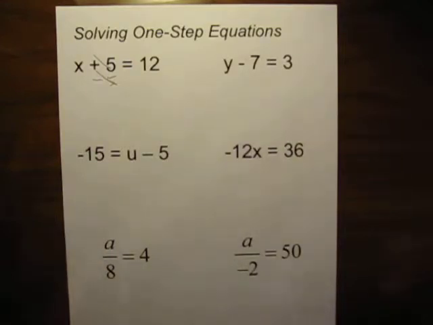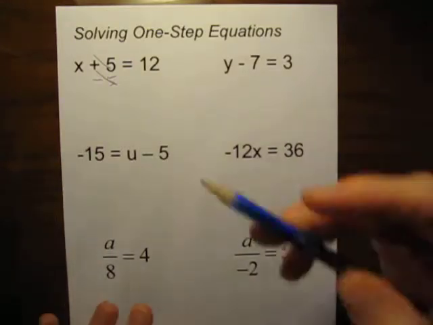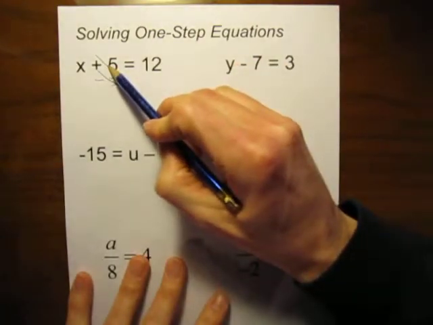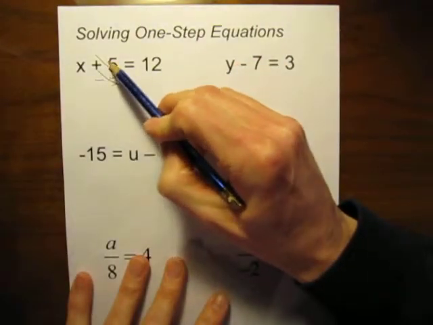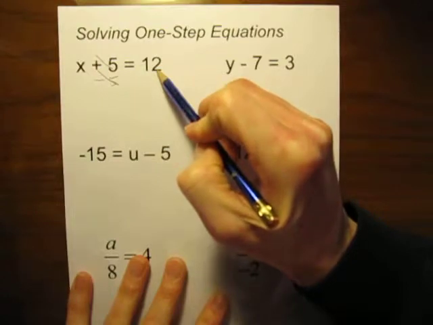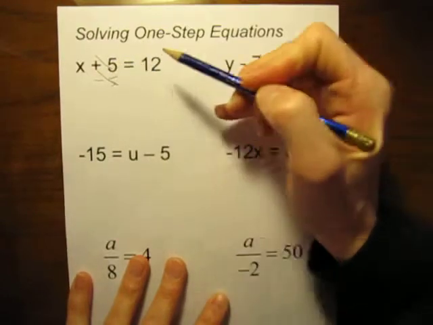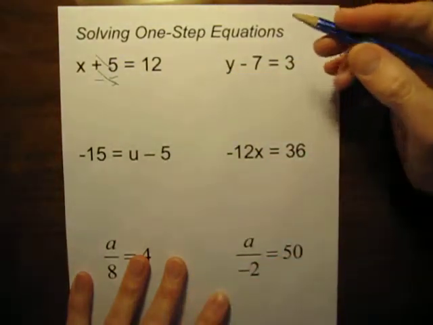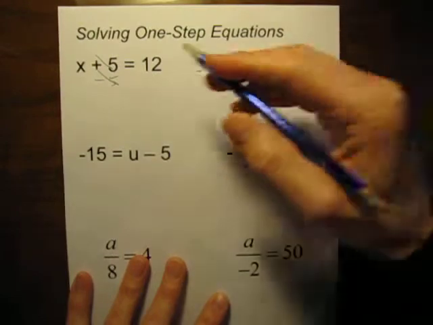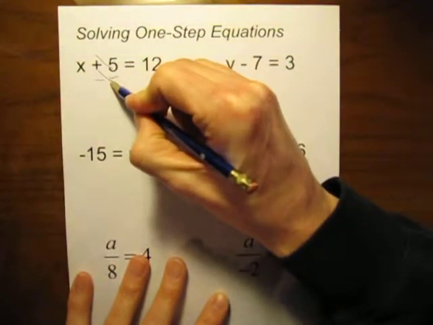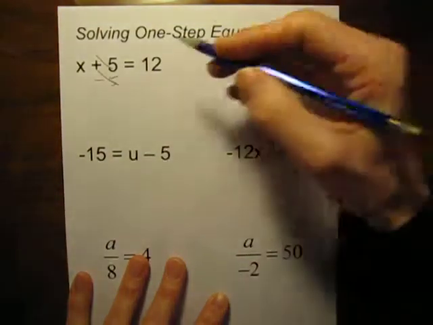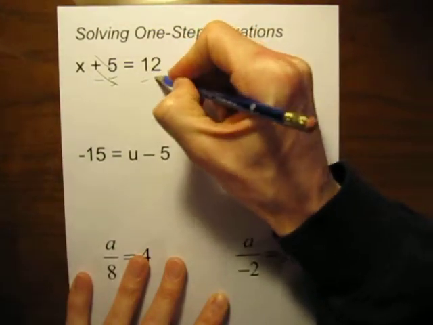But this is an equation. Both sides always have to be equal. So any change that we make to one side of the equal sign, we have to make the exact same change to the other side. If you change both sides the same way, it'll still remain equal and it's still a good equation. So we subtracted 5 from this side. Let's subtract 5 from the right hand side. So we'll do minus 5 over here as well.